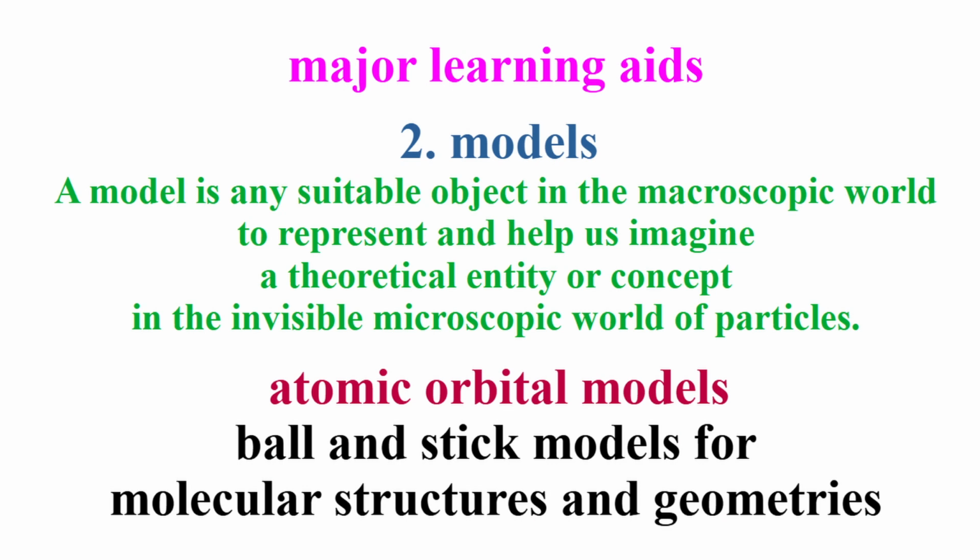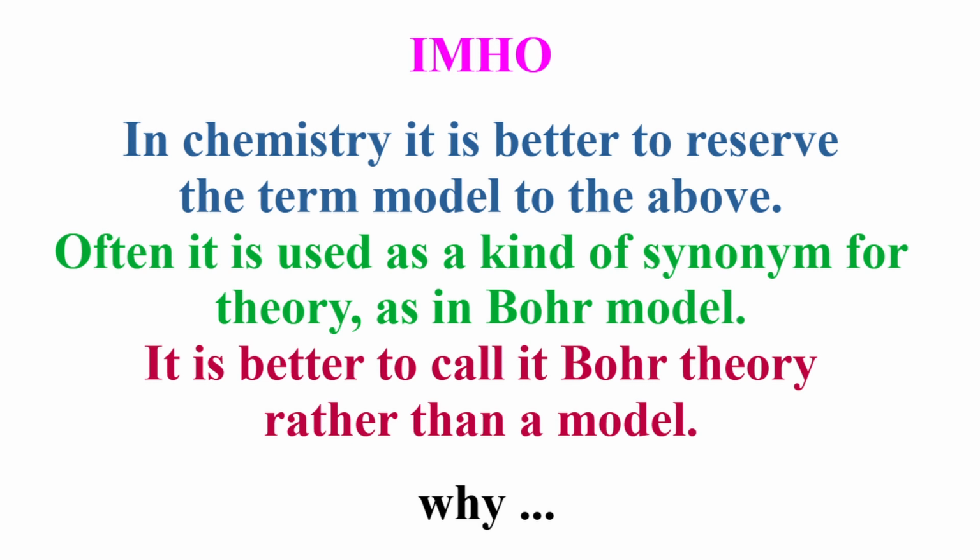The second major learning aid important in chemistry is models. A model in chemistry is any suitable object in the macroscopic world to mimic a theoretical entity or concept in the microscopic world. The main objective of the model is to help us imagine that invisible world. Examples are listed here.